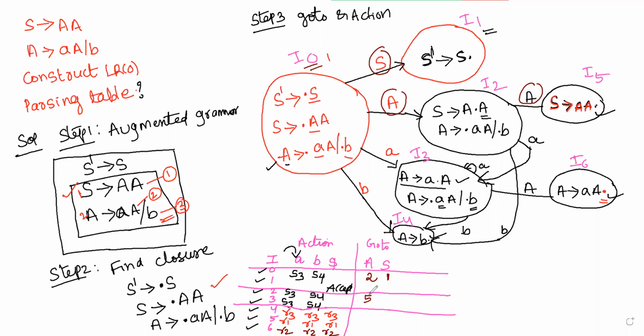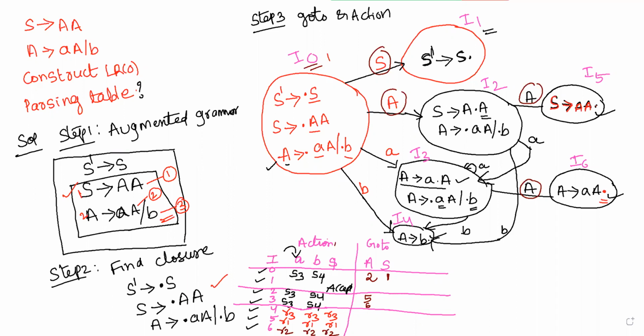Next, the last value, I3. I3 on capital A goes to I6. Then I am going to write here 6. So where can we write this 6? We can write the 6 in place of I3. So this is called a parsing table for LR0.